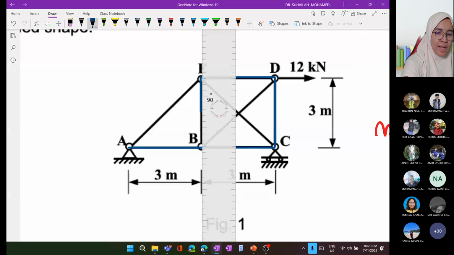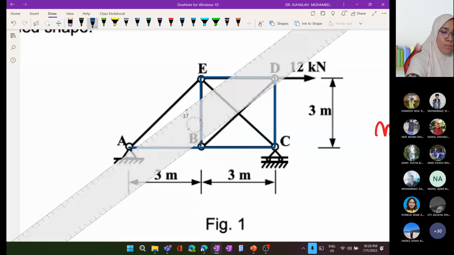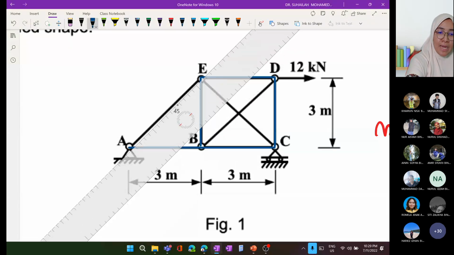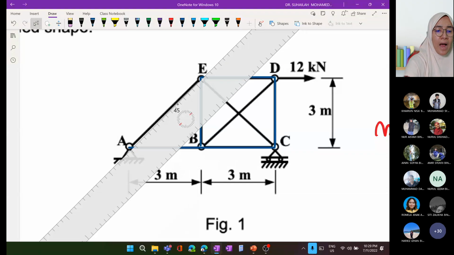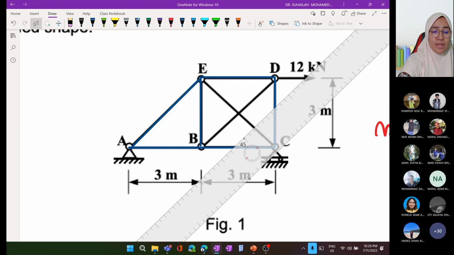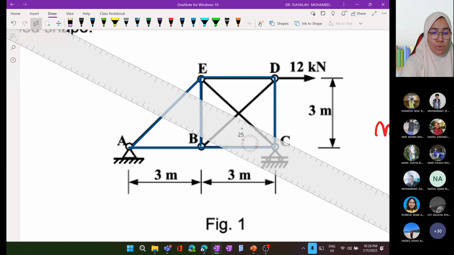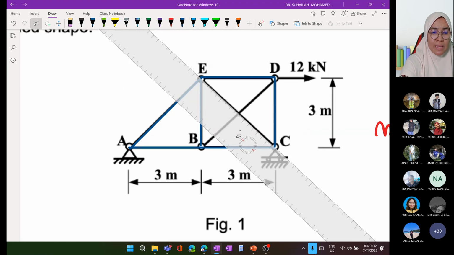You don't need to calculate one by one using method of joint, because what is most important is the value of member forces, not how you calculate member forces. Always remember, you need to understand the learning outcome. You have learned how to calculate the member forces using method of joint in CS424.